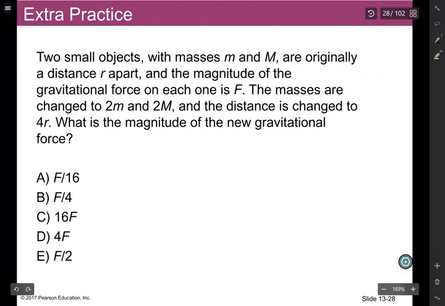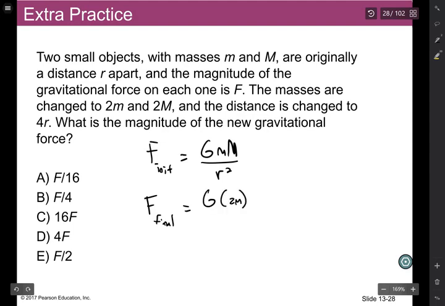Okay, so next one, right? Two small objects, they're a distance r apart. Notice there's no numbers in this problem. So our initial force is just G m capital M over r squared. And then the final force, when we change the masses, G doesn't change, right? That's a universal constant, 2m times capital M, and then the distance is 4r squared.